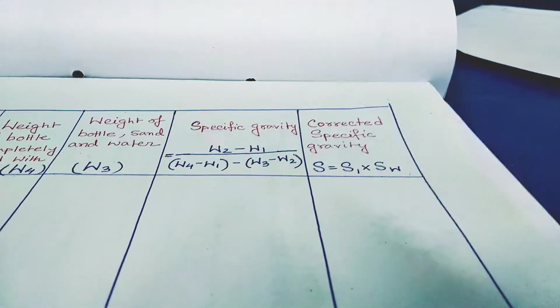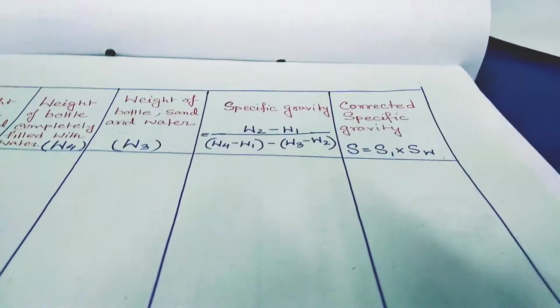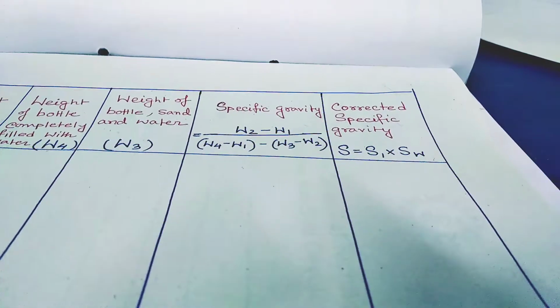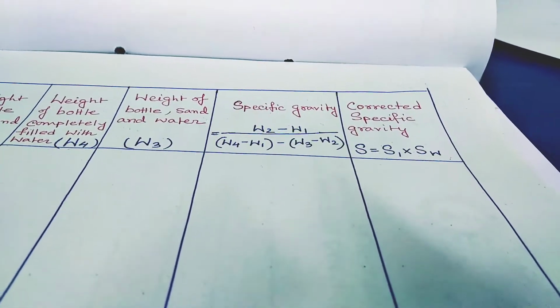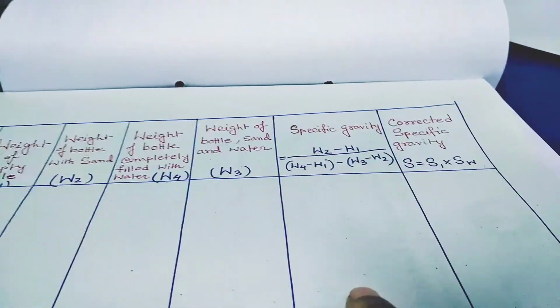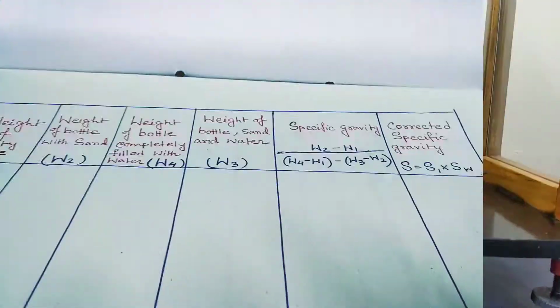So what will be the corrected specific gravity? That will be S equals S1 into SW. S1 means specific gravity of the object and SW is specific gravity of the water. So we know the specific gravity of the water is 1. So whatever reading we are going to take here, that will be the corrected specific gravity.